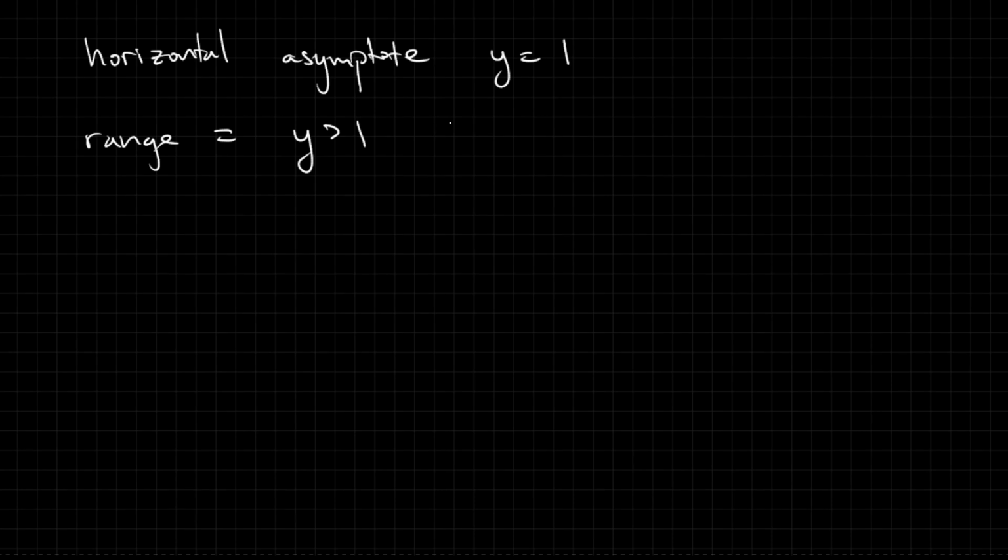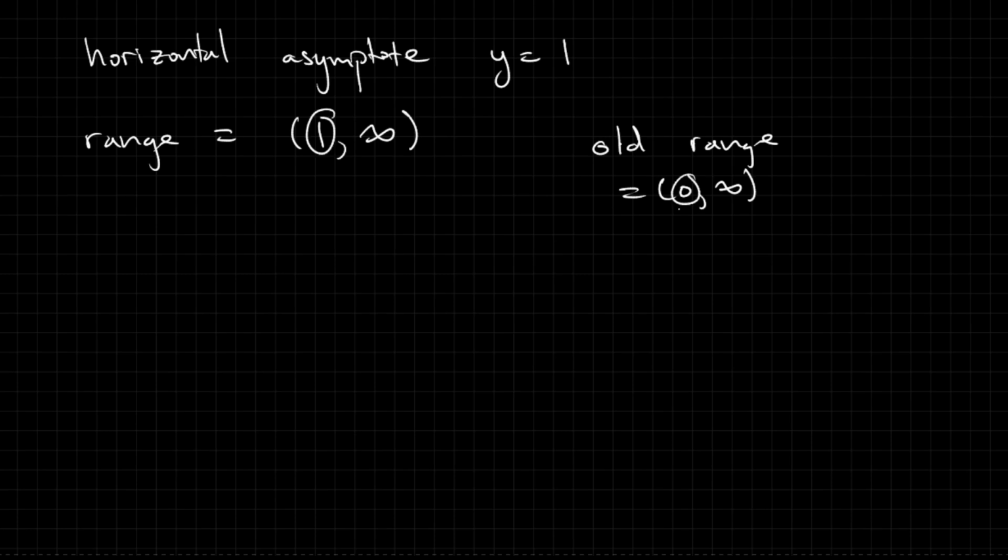Or in interval form, which is typically how we denote what ranges are, it would be 1 comma infinity. And again, one can make reasonable sense out of this. The old range was 0, infinity. These were all the old y values. And what did the transformation do? Well, one part was moving the graph upwards by 1. And so that's going to increase the range by 1. So that's why we have this 1 here instead of this 0.